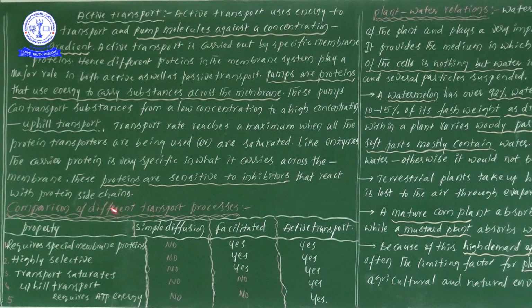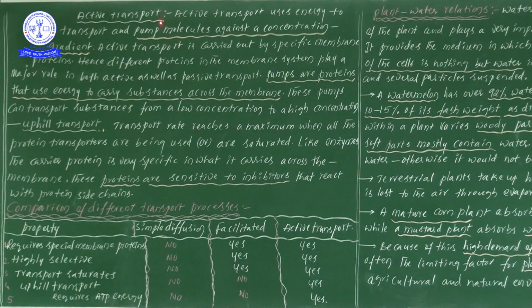Here we see three different transport processes. What are those three? Diffusion, the second one is facilitated diffusion, and the third one is active transport. So, for these three processes, we will see a comparison, the differences, and the information regarding active transport.